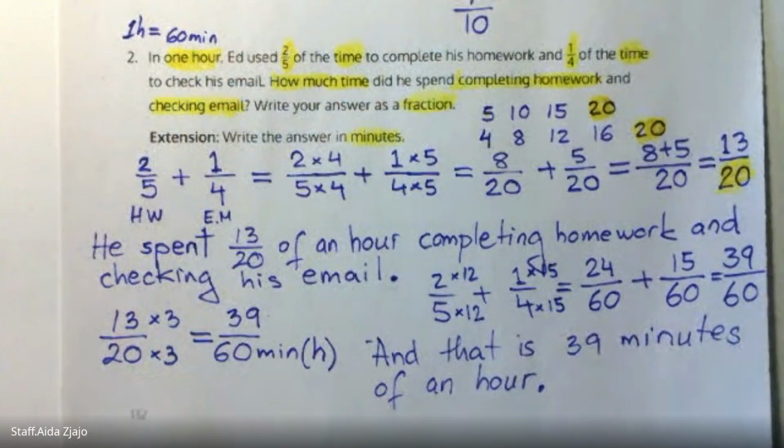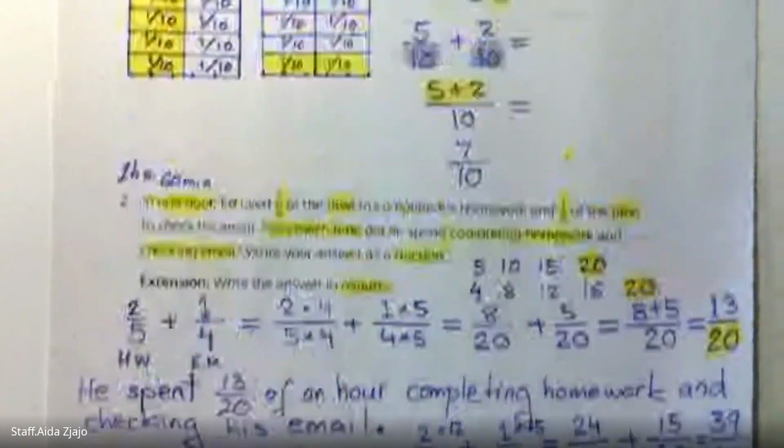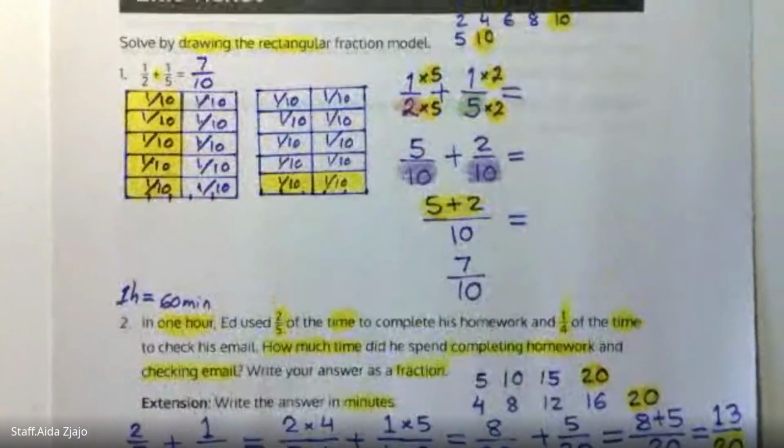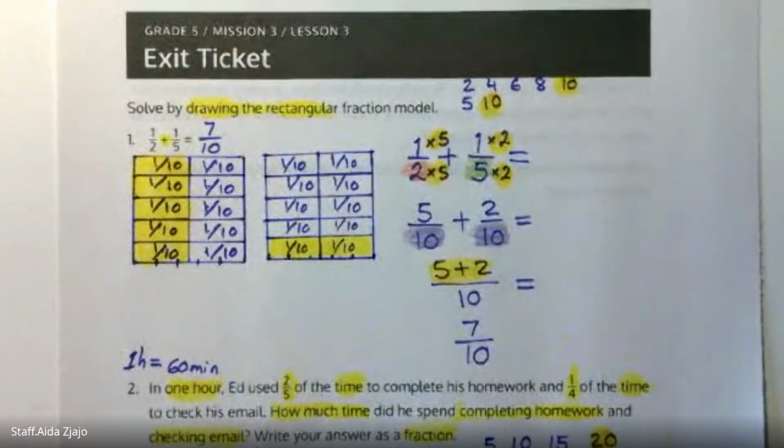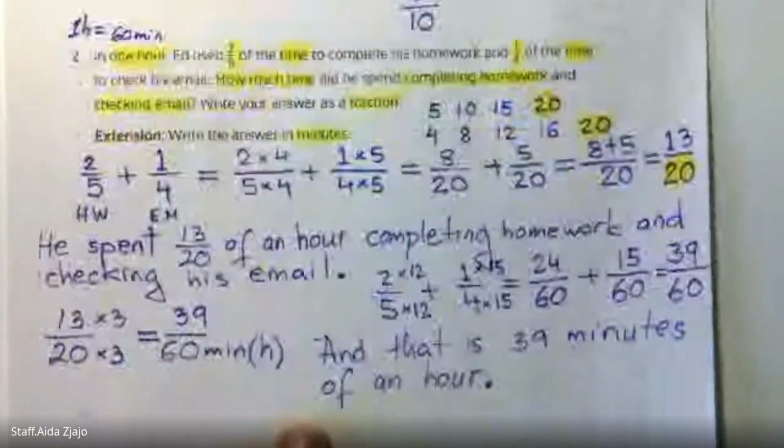Okay, so I hope that this makes sense and helps you understand a little bit more. So that was number 2 on the exit ticket, mission 3, lesson 3. And this was part 1. And this was part 2.